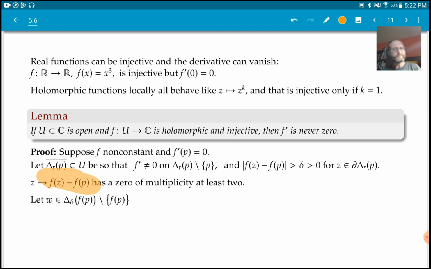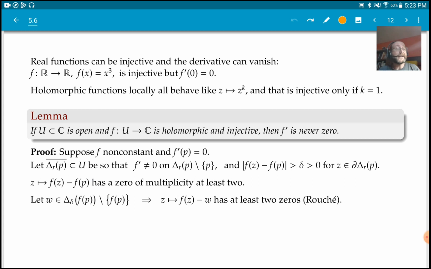So let's do those details. Let's suppose that we take a w in this punctured disk of radius delta, centered at f of p, and with w not f of p. We know that the 0 is of multiplicity 2 there, so let's take any other w in this disk.